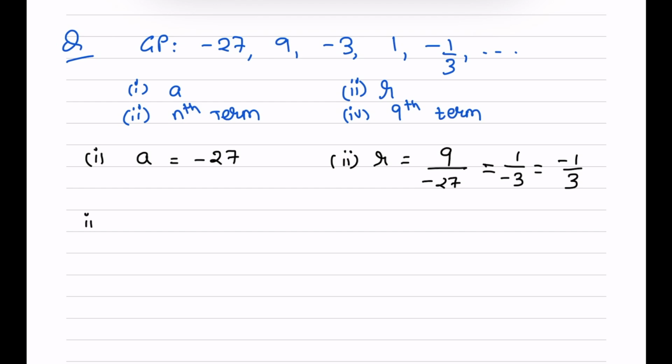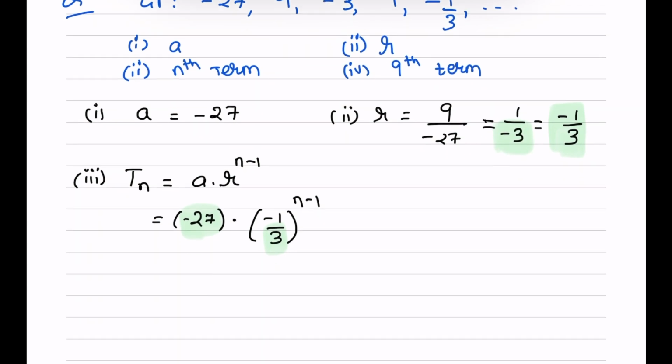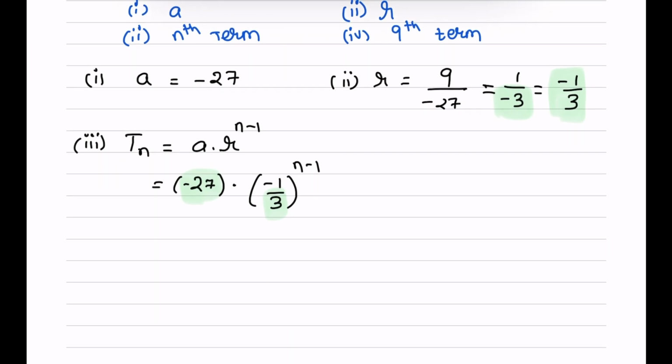The nth term: the formula for nth term is A times r raised to n minus 1. Here the first term is negative 27 times the common ratio negative 1 upon 3 raised to n minus 1. Now to simplify this, we need to convert the numbers to the same base. Negative 1 upon 3 can also be written as 1 upon negative 3. So to make the same base, we will use the common ratio as 1 upon negative 3.